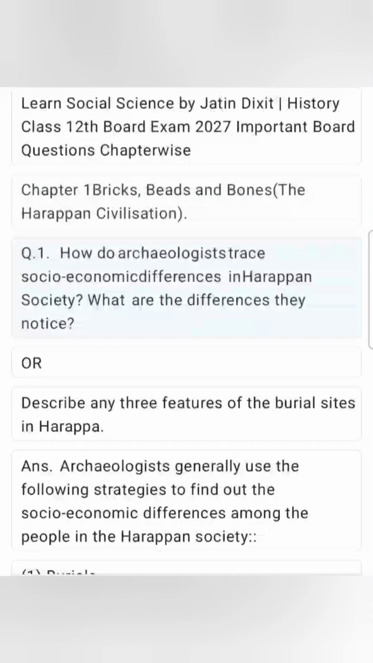Q. 1. How do archaeologists trace socio-economic differences in Harappan society? What are the differences they notice? OR. Describe any three features of the burial sites in Harappa. Ans. Archaeologists generally use the following strategies to find out the socio-economic differences among the people in the Harappan society.